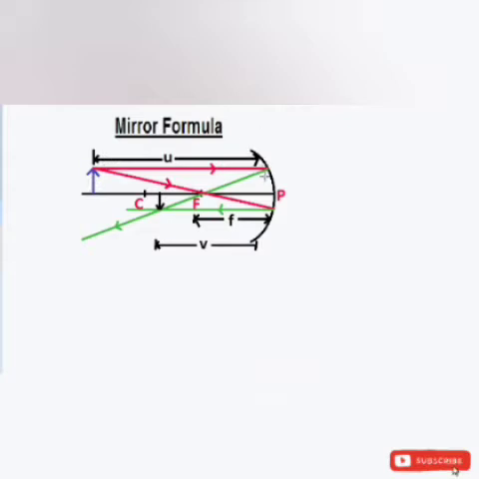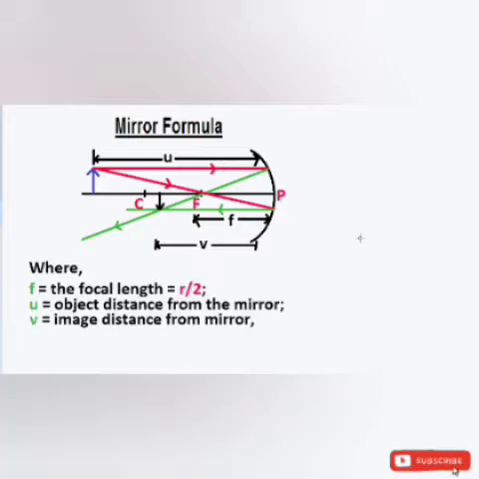You can see there. Now the distance between the object and the mirror is U, which is the object distance, and the distance between the image and the mirror is V, which is the image distance. Then F is the focal length of the mirror. It is the distance between F and P. So we define what F, U, and V are.